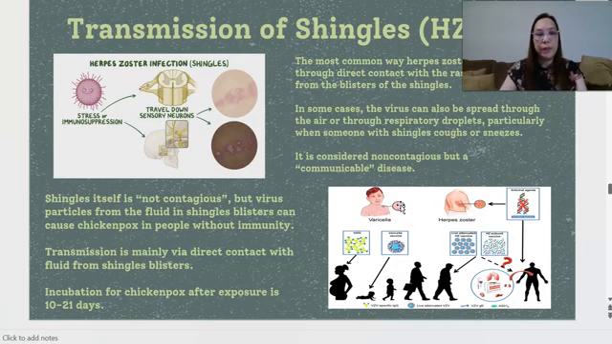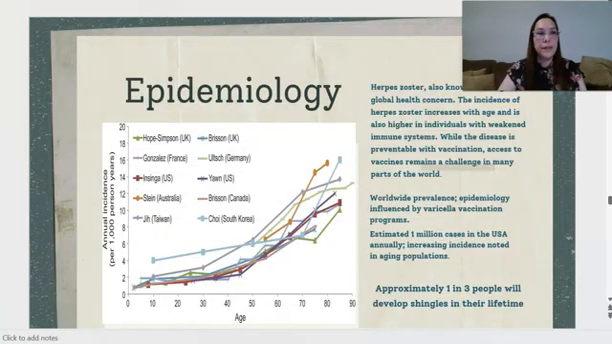Incubation for chickenpox or the virus. After exposure, it takes 10 to 21 days for chickenpox symptoms to appear if someone gets infected. Next is the epidemiology. It is a health concern worldwide, typically affecting older adults and those with weakened immune systems. There are vaccines to prevent it, but not everyone has easy access to them.